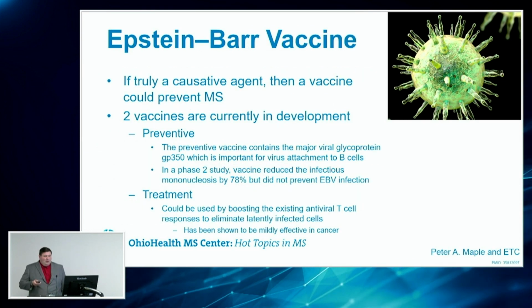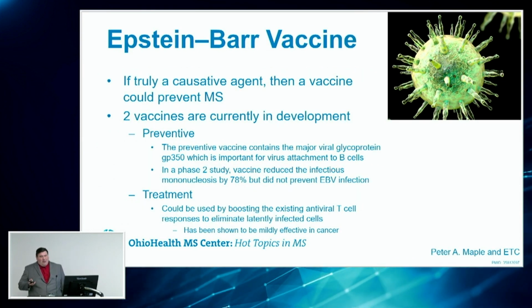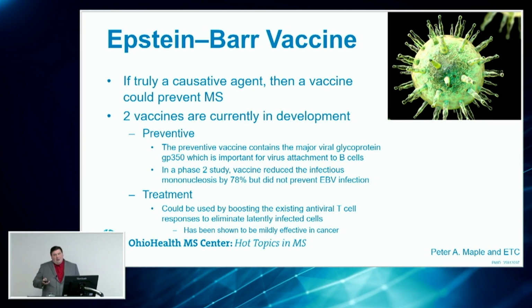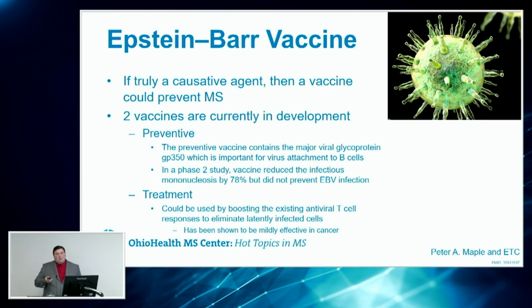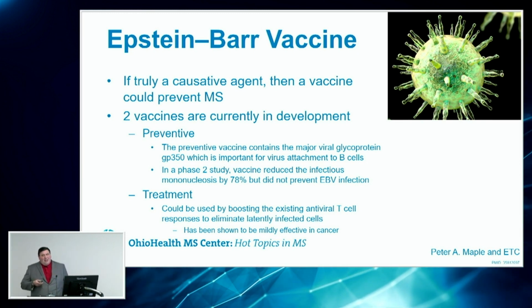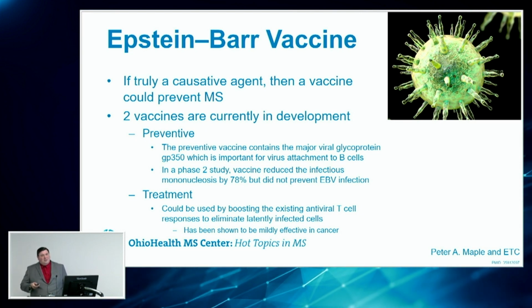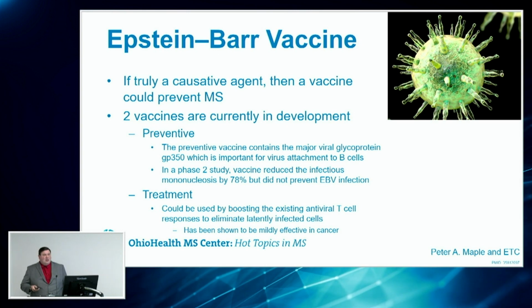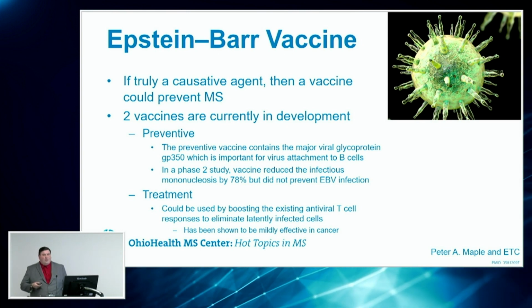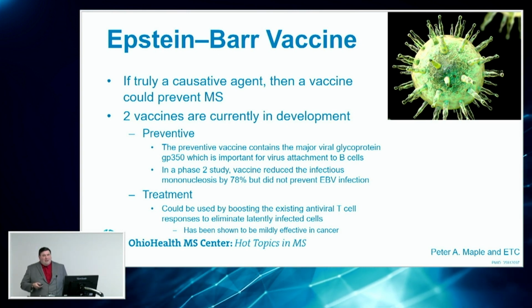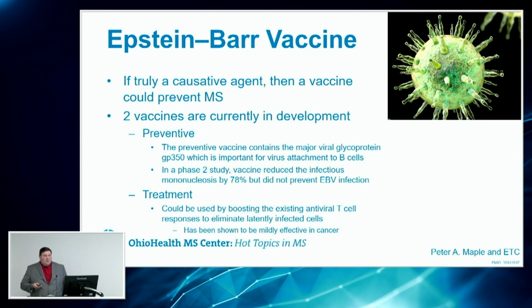So the question would be, could you actually prevent multiple sclerosis? There's a theory that if you would vaccinate people against Epstein-Barr, and Epstein-Barr is the thing that actually causes MS, could you prevent the disease from occurring? And that's an area of active research that people are exploring.